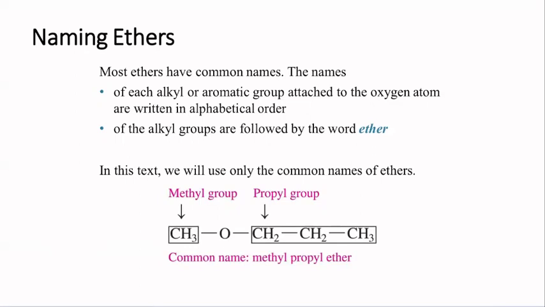When we are naming ethers, understand that the common names of ethers are going to be several words in a row, okay? You're going to name each side of the ether as a substituent. As you can see here, to the left, you have a methyl group. To the right, you have a propyl group. You're going to name those substituents, place them in alphabetical order, and the last word is going to be ether. So the correct name for this ether is methyl propyl ether, okay?